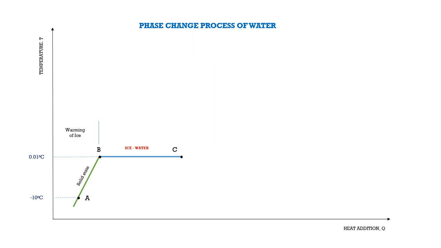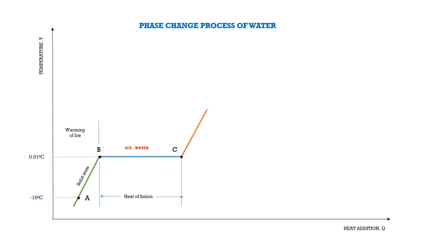At point C, all the ice melts to water without change in pressure, that is 1 atmosphere, and without change in temperature, 0 degrees Celsius. So during the phase change process, the temperature remains constant. This phase transformation from solid to liquid, that is ice to water, is called melting of ice or fusion of ice. The amount of heat required to convert the phase from solid state to liquid state, that is ice to water, is called the heat of fusion.